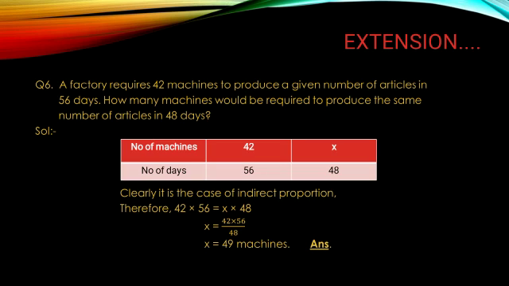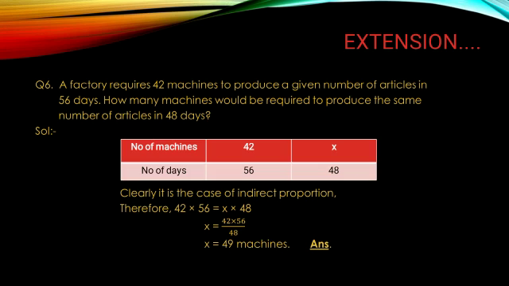Then come to the second one. How many machines would be required to produce the same number of articles in 48 days? Now they are asking for the number of machines. So what we can see here is that the number of days, 48, is decreasing. Think about the problem: if the number of machines is 42 and you increase the number of machines, then definitely your work is going to complete in fewer days. So here we are getting 48, which means your number of machines should be increasing.